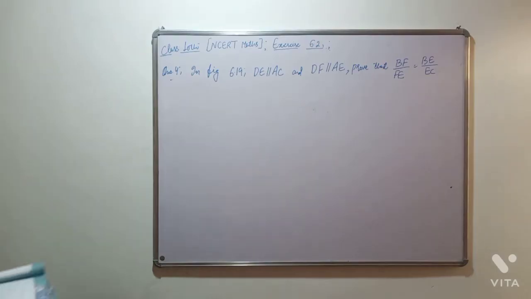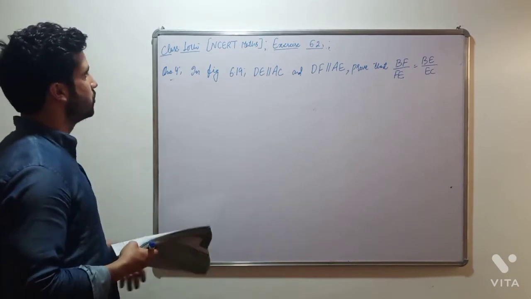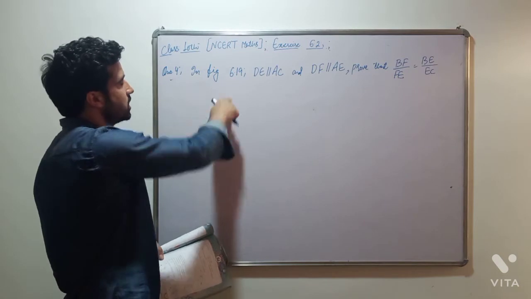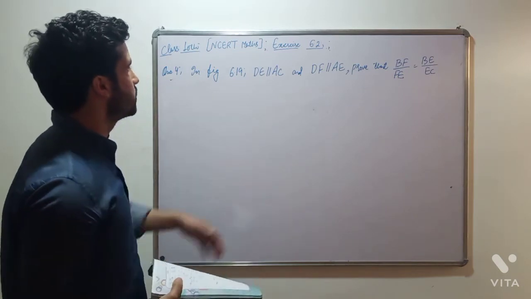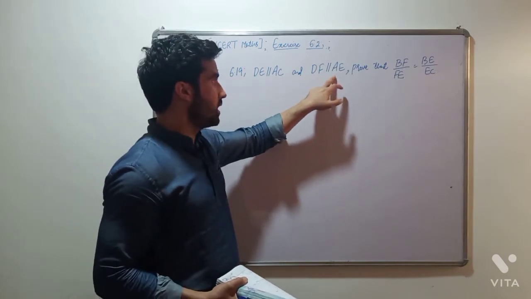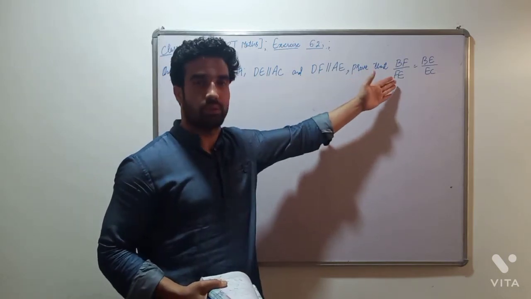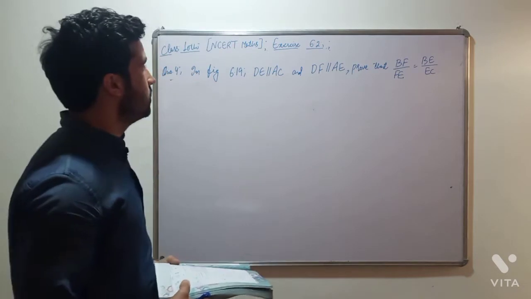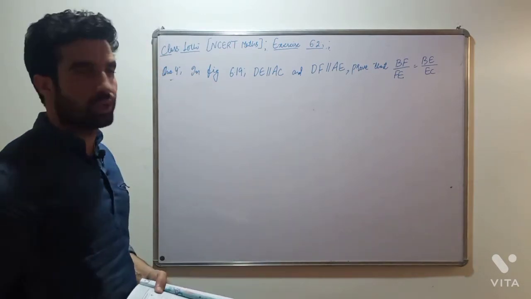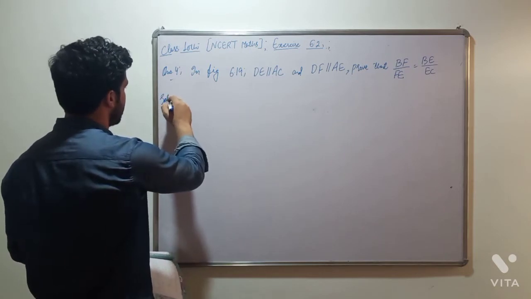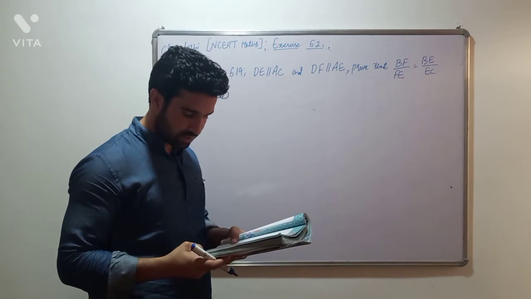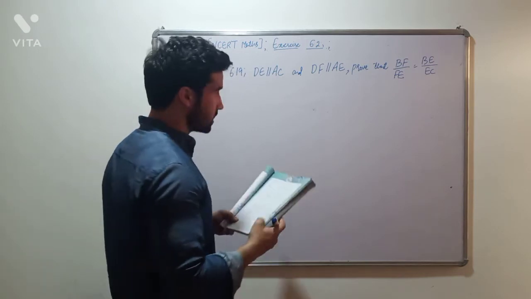Okay, now see, this is Question Number 4 and here we are being given Figure 6.19, and in this figure we have DE parallel to AC, and DF parallel to AE, and we are being asked to prove this. Let's first of all make this figure and accordingly we will come to the solution. So the solution will be, see, first of all we will make the figure here, and the figure is given in your text. So first of all let's make it.